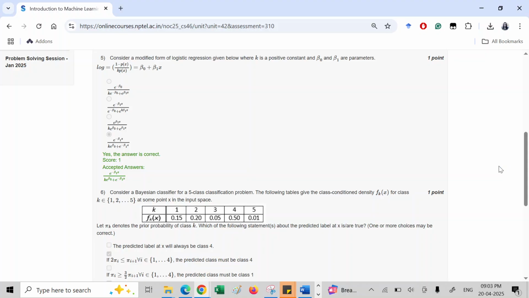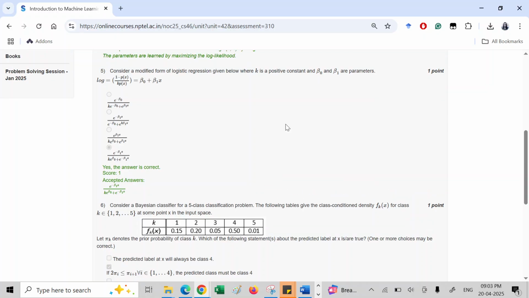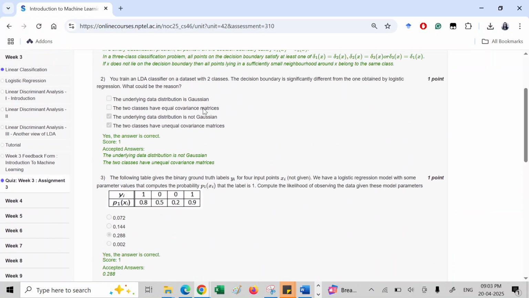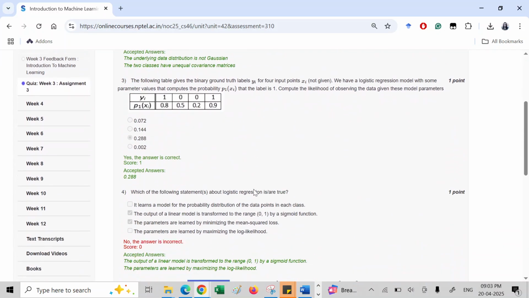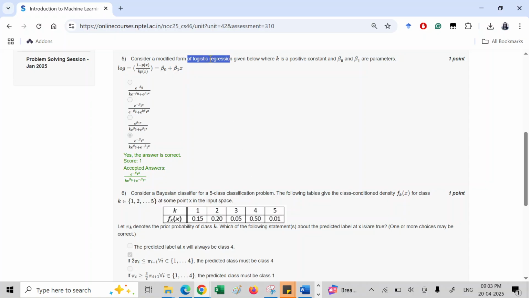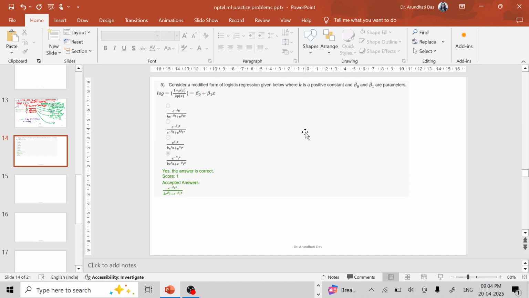Hello everyone. Today we'll be discussing one problem regarding logistic regression. This is given in week 3 of the NPTEL course Introduction to Machine Learning, in the week 3 quiz. This is more of calculations using logarithm and exponentiation. So this is the problem.